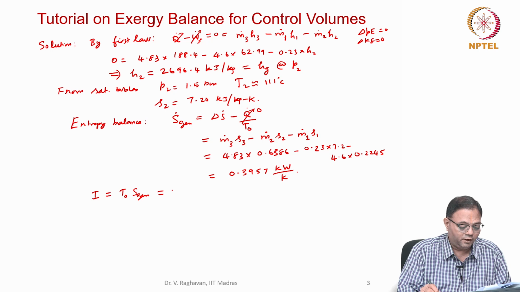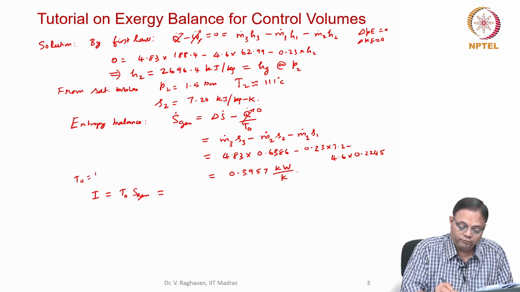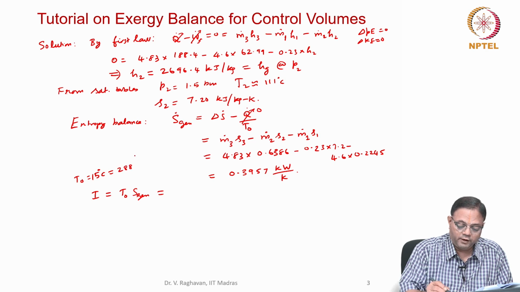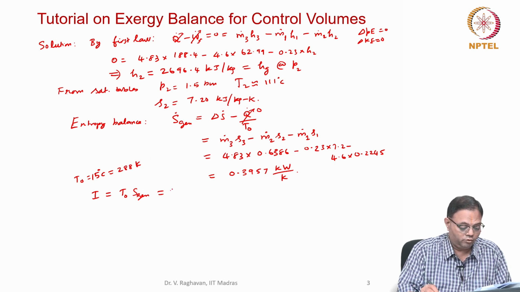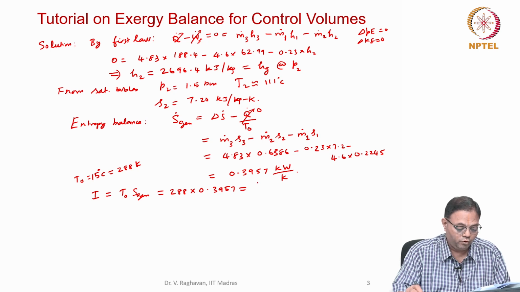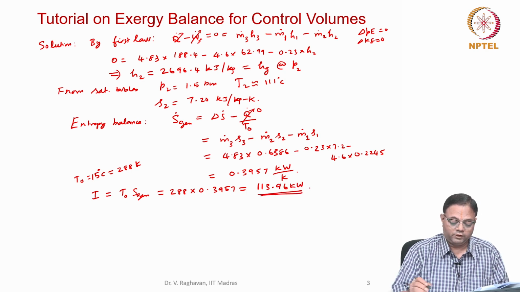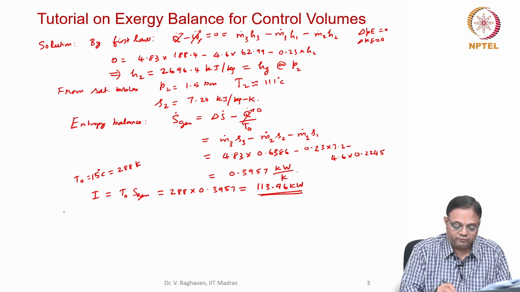S gen. Here the T naught is given as 15 degrees or 288 Kelvin. So this will be 288 into 0.3957, which is equal to 113.96 kilowatts. That is the irreversibility. Now, second law efficiency is asked.